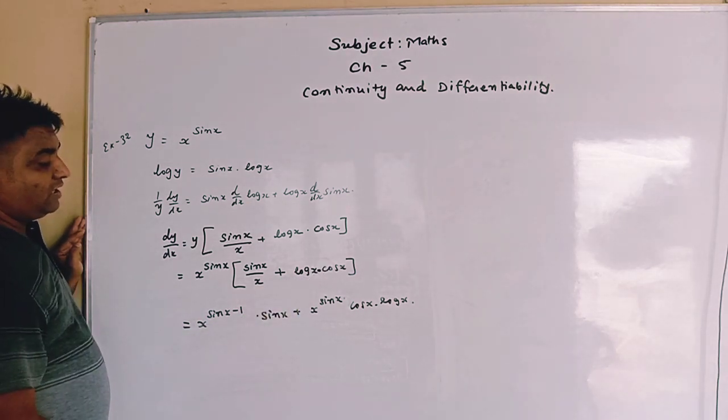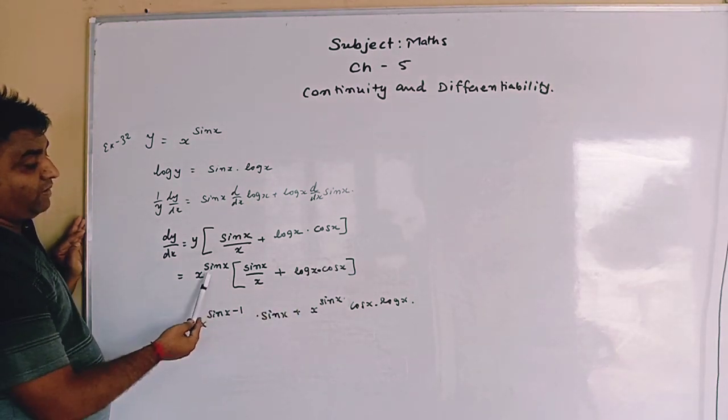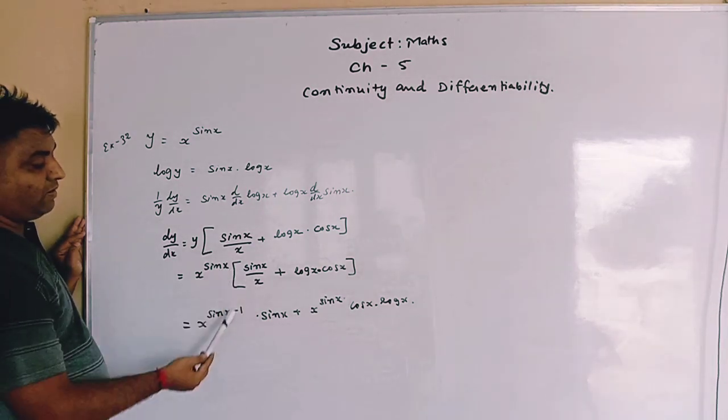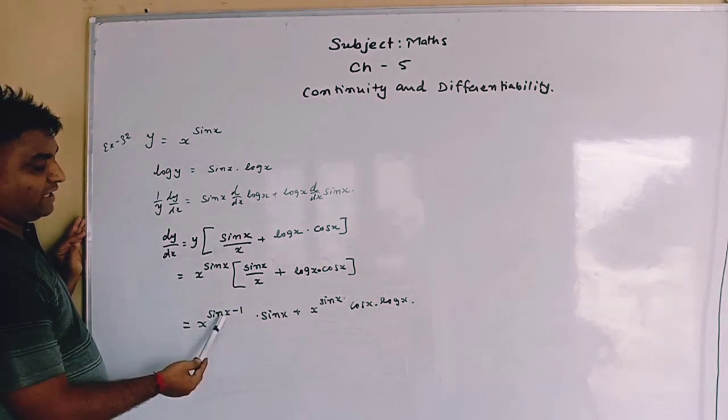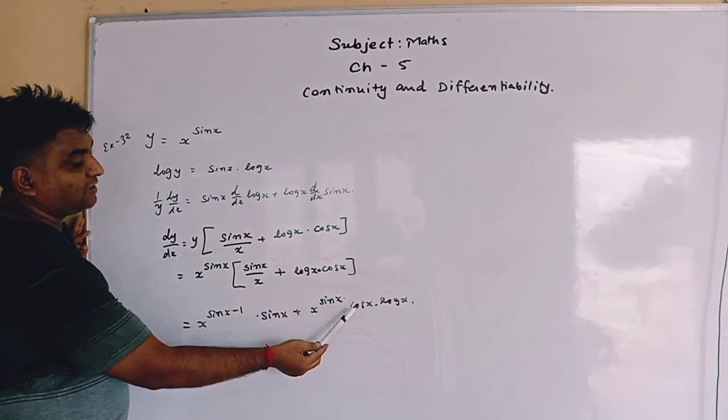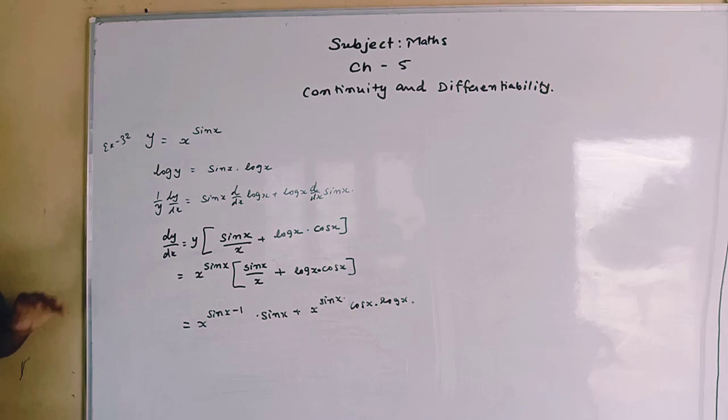Now here we multiply inside. The bases are the same, so the powers will subtract, and so we get x raised to sin x minus 1 into sin x plus x raised to sin x into cos x into log x.